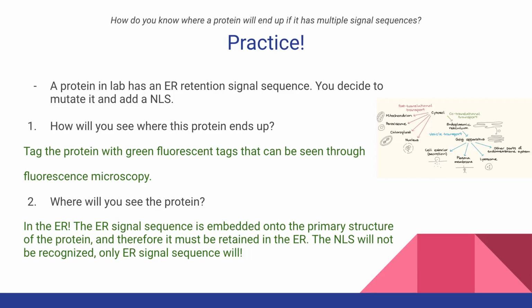Because I believe we had a question in class where it was ER localization and then we added an NLS and then it ended up going to the nucleus, or vice versa or something. So I'm trying to figure out if there are certain cases where it goes in and out. Yeah, this was a question that I had when I took the class. It had a localization sequence and a retention sequence, and then you added an NLS. And then it was retained in the ER.